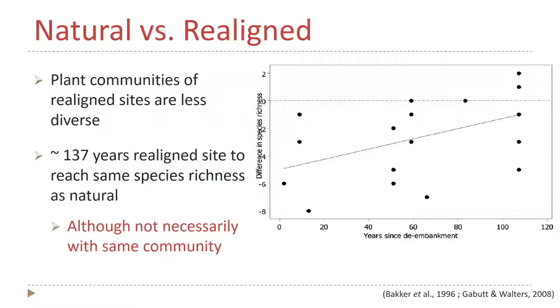Moving on. So what are the differences between the natural marshes and the realigned marshes? A lot of studies have been done on paired natural and realigned marshes to look at the differences, and one of which is the plant communities. That realigned salt marshes have less plant diversity compared to natural ones. As you can see from this graph from Garbutt and Wolters in 2008, with on the x-axis years since embankment or realignment, and then a difference in the plant species richness, that younger marshes are not as diverse. That study found that it could take approximately 137 years for a realigned site to reach the same plant species richness as a natural marsh. However, it's not necessarily going to be with the same plant communities.